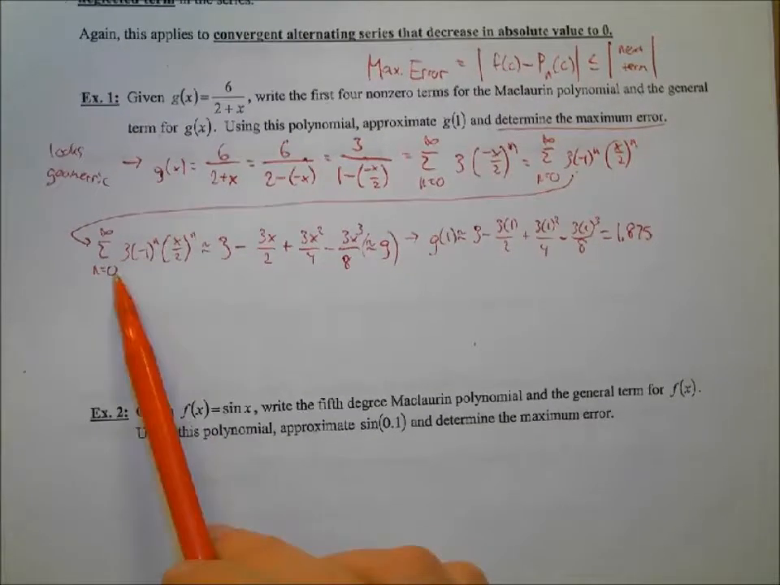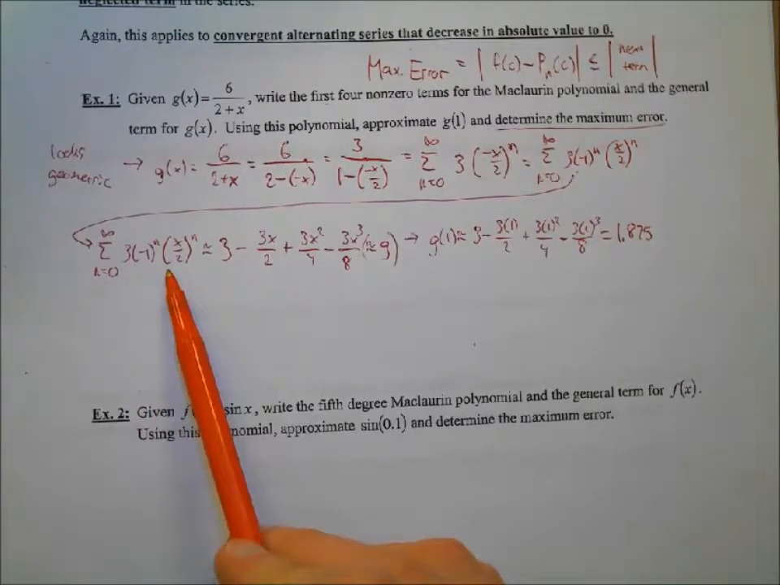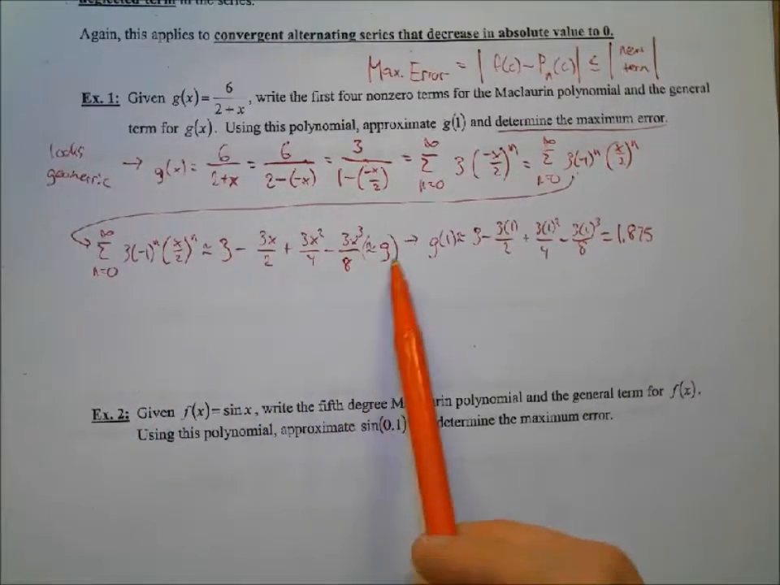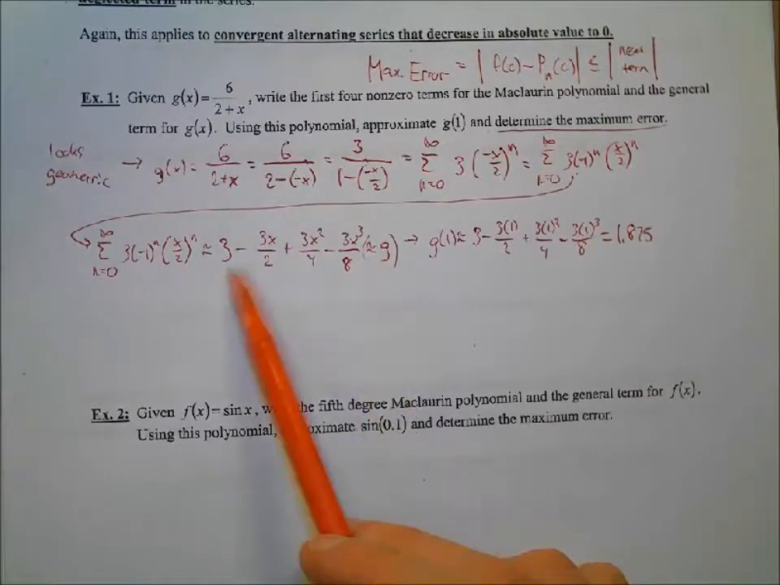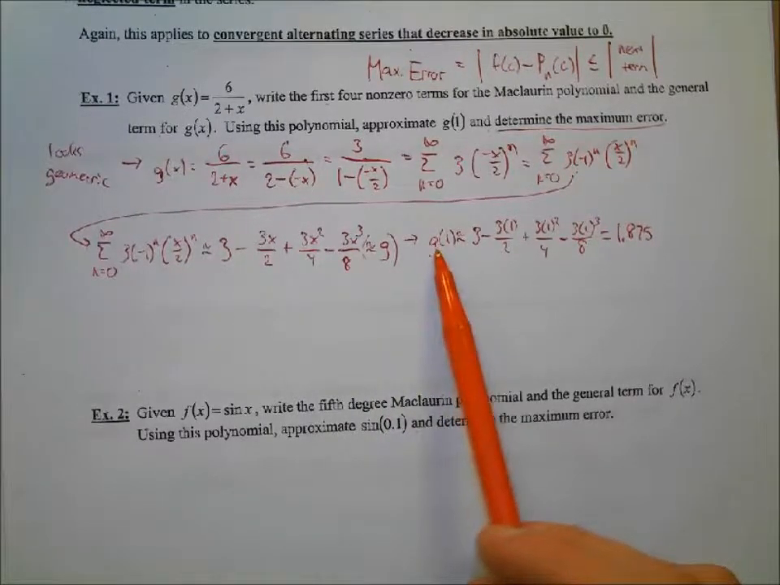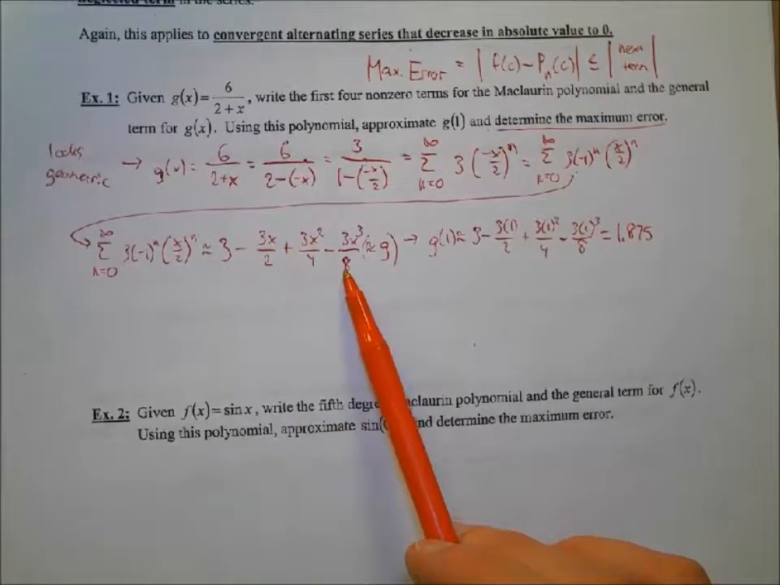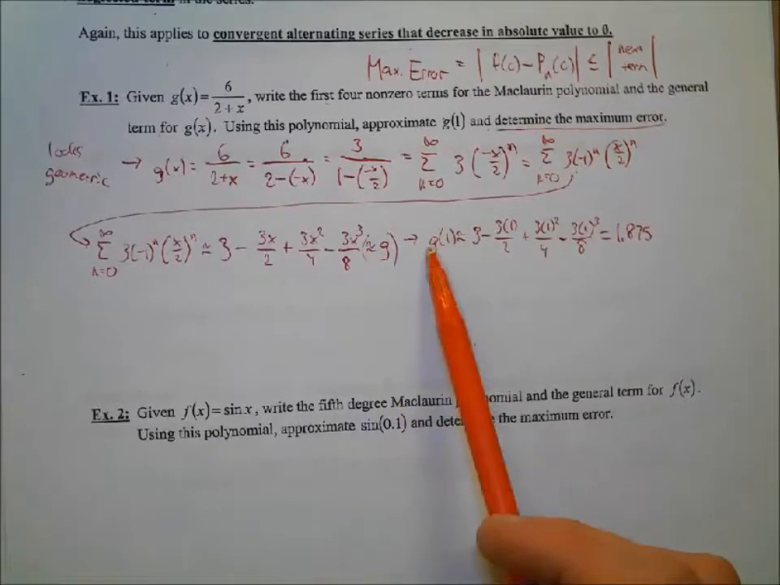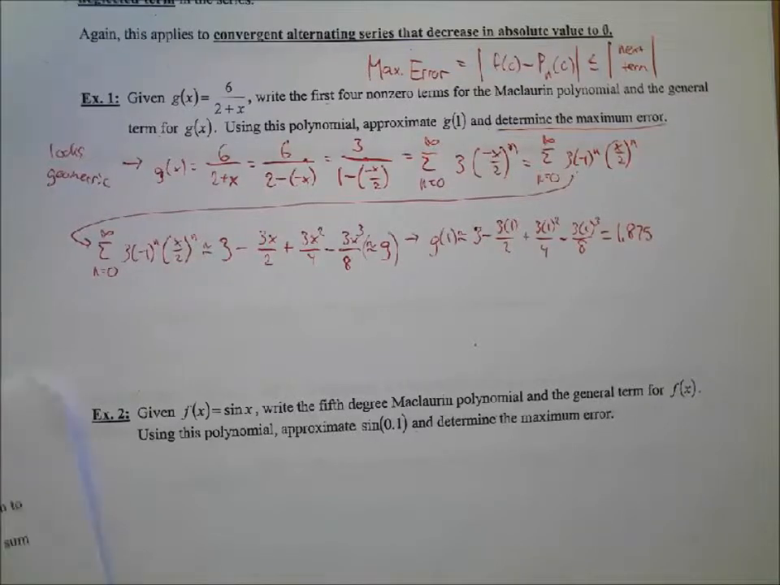So here's our sum. Again, there's the first four terms of it, which is an approximation of g. And then to approximate g of 1, we just plug 1 in for the x's. This polynomial is approximating the actual function g, so we plug in 1 to get the approximate value of g at 1. 1.875 is what we get. Okay.